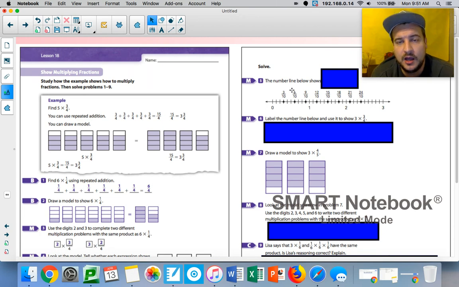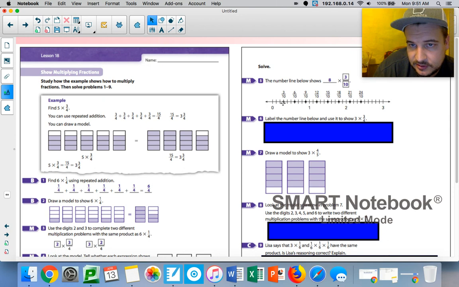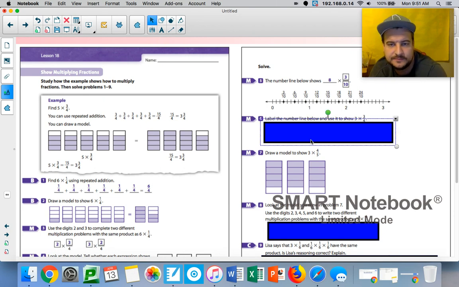The number line shows, so look at the number line. You've got to look at how it's jumping. So it's jumping 3/10. 1, 2, 3. And how many times does it jump? 1, 2, 3, 4, 5, 6, 7, oh, sorry, 1, 2, 3, 4, 5, 6, 7, 8. It jumped 8 times. And what's each jump equal to? 3/10. 8 times 3/10.